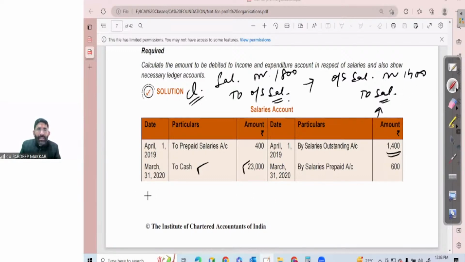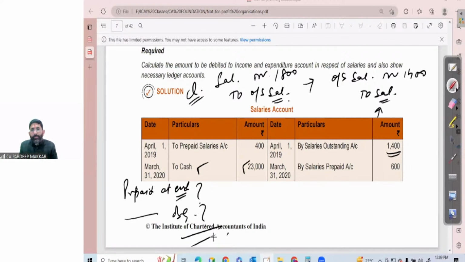And talking about prepaid salary, that entry is also known to every student, I think. Just tell me fast, beta, what will be the entry for prepaid salary? What will be the journal entry for prepaid salary at the end? And what will be the entry for prepaid salary at the beginning? Everyone send me fast.